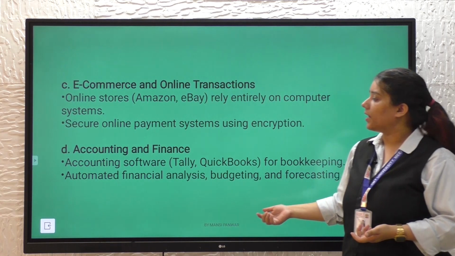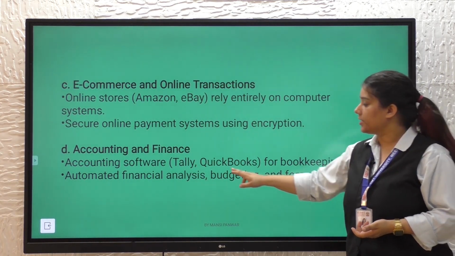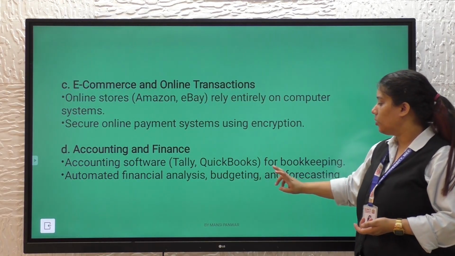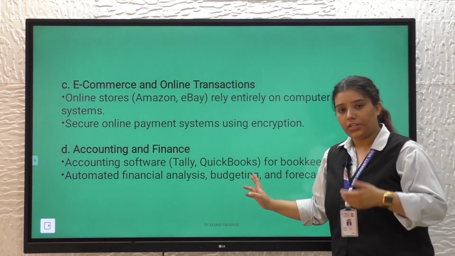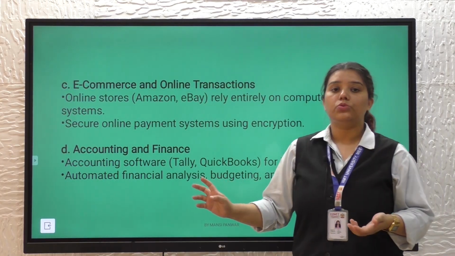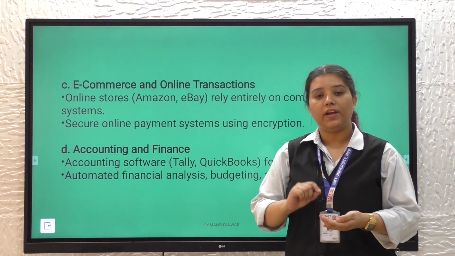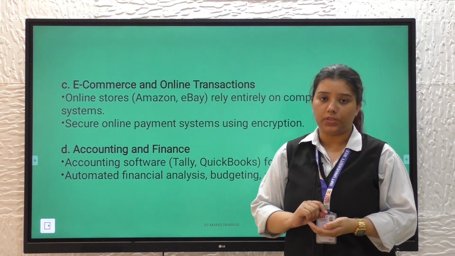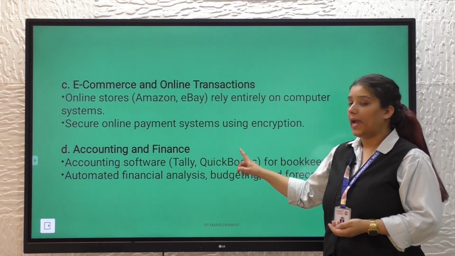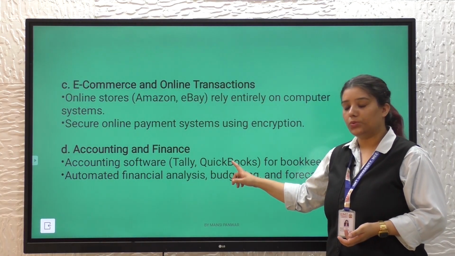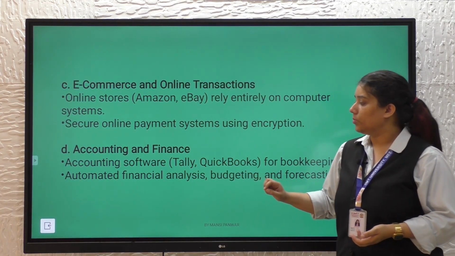Next up we have accounting and finance. Accounting software, for example, Tally and QuickBooks, for bookkeeping. What is bookkeeping? In traditional ways, we used to keep a book with us to write the accounts and the payments in it. But now we can do it using computers, and there are different software for it. Examples are Tally and QuickBooks.